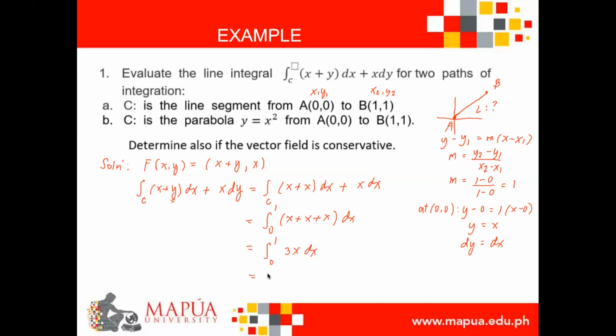Integrating this now, we have 3x squared over 2 from 0 to 1. Applying the limits, we have 3 halves. Then let's replace x by 1, that is the quantity 1 squared. And we have the lower limit, which is 0, that is the quantity 0 squared. So evaluating this will give us 1 times 3 halves. The answer is 3 halves.